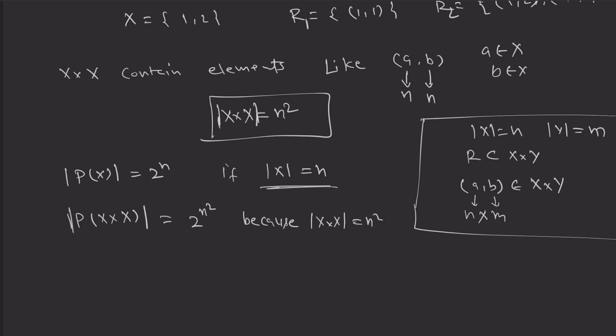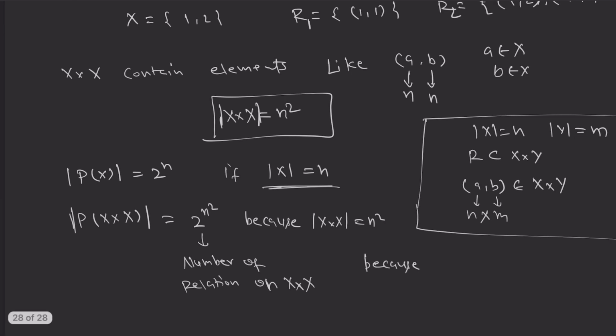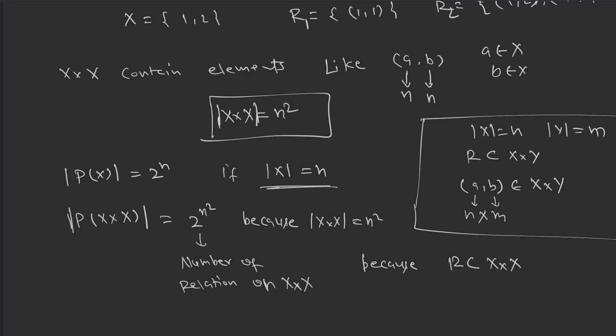Now this is the number of relations on X cross X. Why? Because a relation is a subset of X cross X. This implies a relation belongs to the power set of X cross X, and I just proved that the power set of X cross X contains 2 to the power n square elements. So for this relation, how many choices are there? 2 to the power n square.